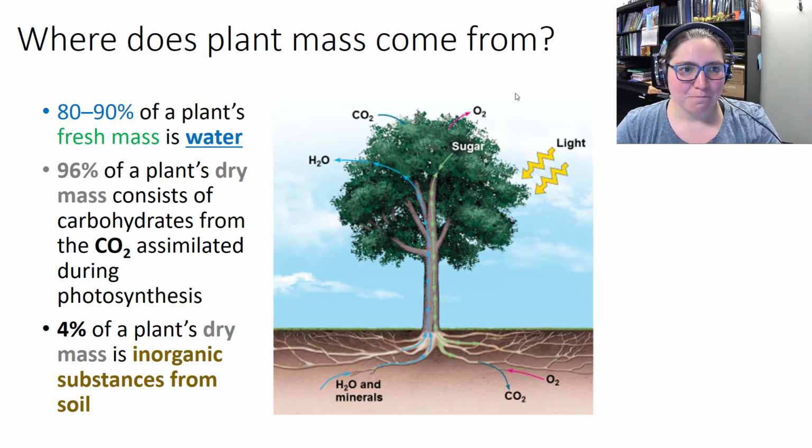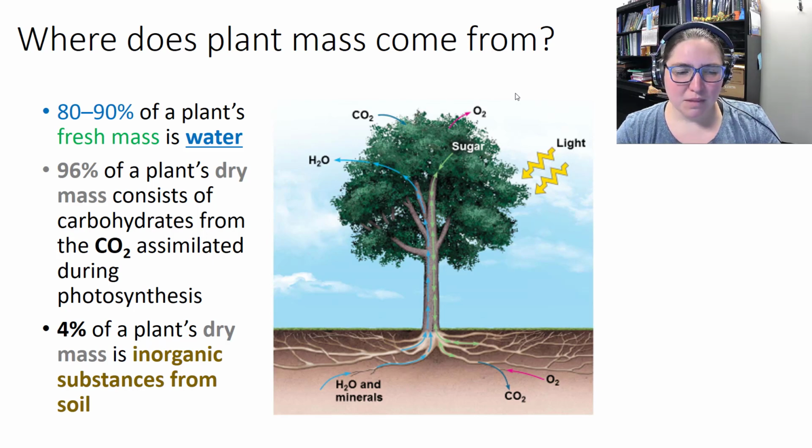So when we think about plants and their body mass, probably not something you think about too much, but if you do, I think oftentimes students might think that the mass of the plant comes from the soil because that's where their roots are and that's where they get their nutrients from. But most of their fresh mass is water, so that does typically come from the soil, but if we dried the plant out, the bulk of their dry mass comes from the carbohydrates that they assimilated from the carbon dioxide in the environment.